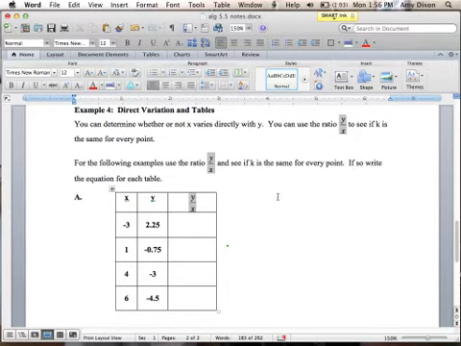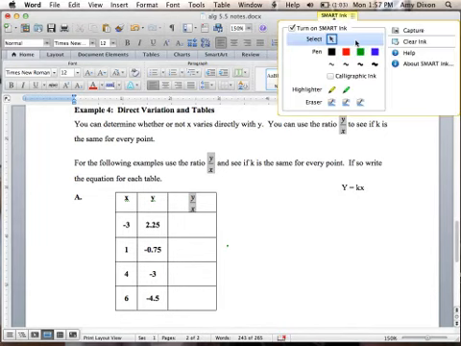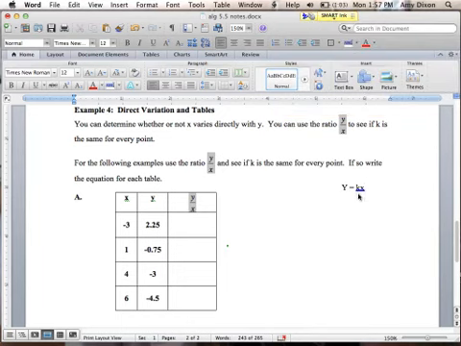The reason this works is our equation is y equals kx. The way they get that ratio for k is, if you get k by itself, you take y divided by x. Your k is going to be y over x. So on these tables, we can take y divided by x on all of these and see if we get the same thing each time.